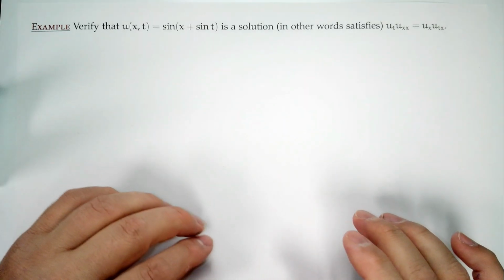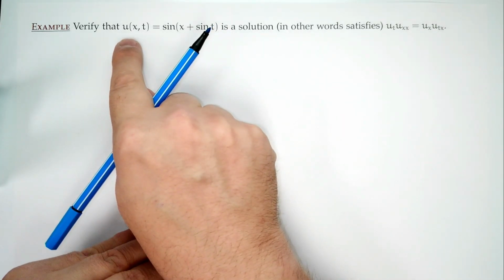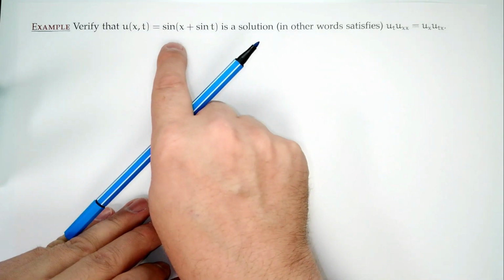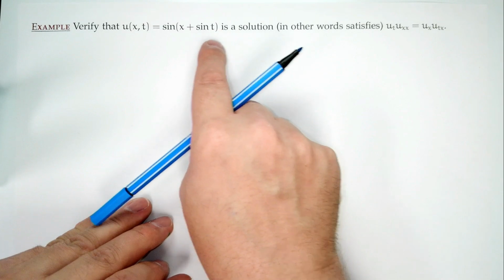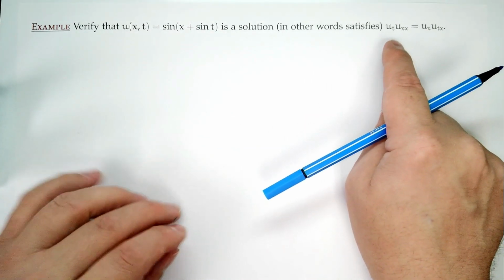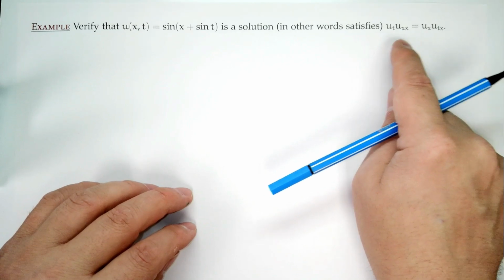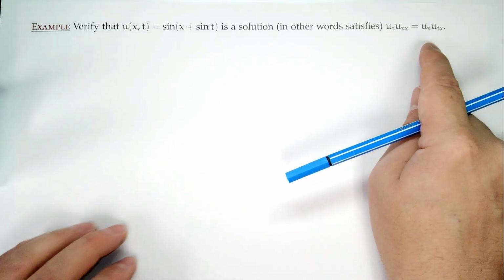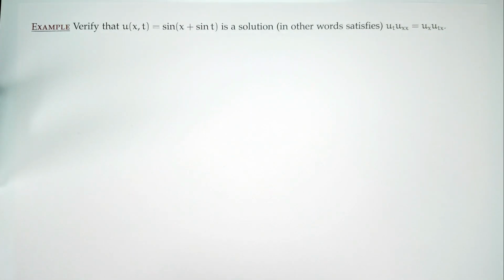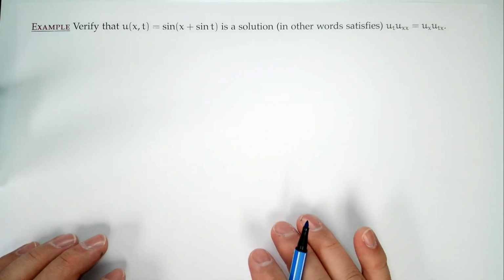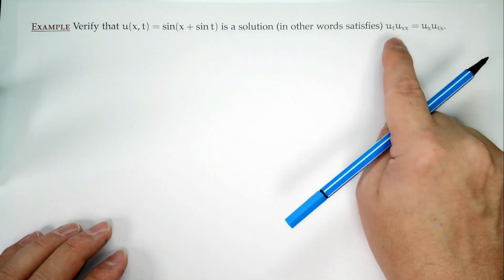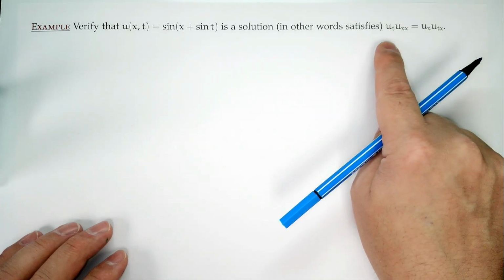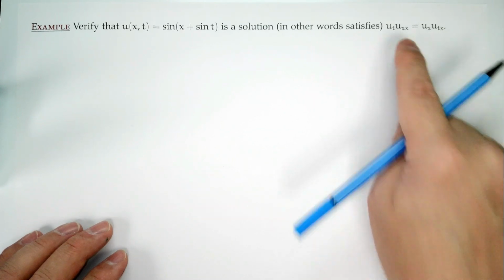So an example. Verify that the following function, u, which depends on x and t, which is sine of x plus sine t, is a solution to the following differential equation. u sub t times u sub xx equals u sub x times u sub tx. I really should say a partial differential equation. Whenever you hear the word partial differential equation, you should always think an equation involving partial derivatives, which is what we have here. So we're going to have to take some derivatives. There are some first order derivatives, u sub t and u sub x. There are some second order partial derivatives, u sub xx and u sub tx.